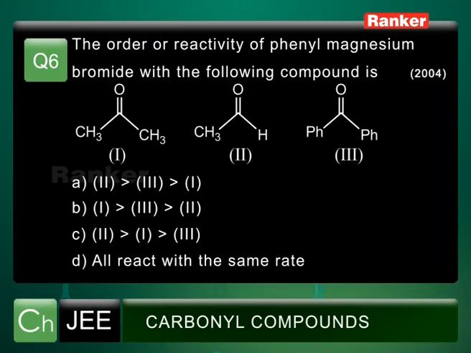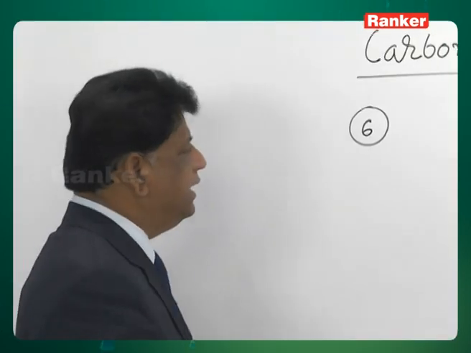The order of reactivity of phenyl magnesium bromide with the following compounds is. So that is, compound 1 is acetone, compound 2 is acetaldehyde, compound 3 is benzophenone. Out of that, 1 and 3 are the ketones, 2 is the aldehyde. Among 1 and 3, 1 is an aliphatic ketone, 3 is an aromatic ketone. Now the options are given, 2 greater than 3 greater than, all different options are given. Let us work out what is the reaction here.